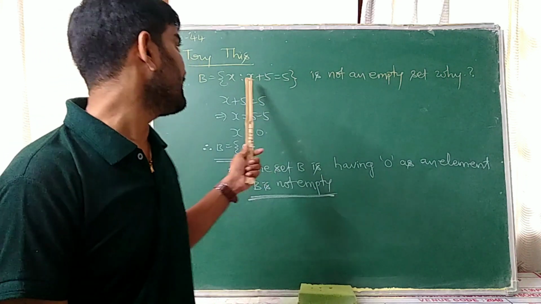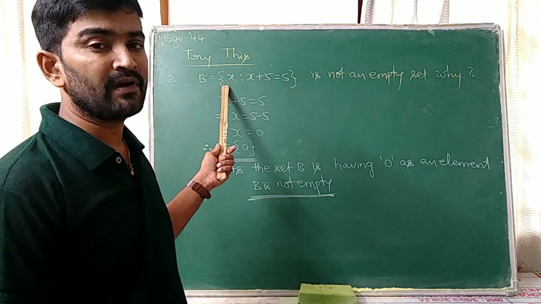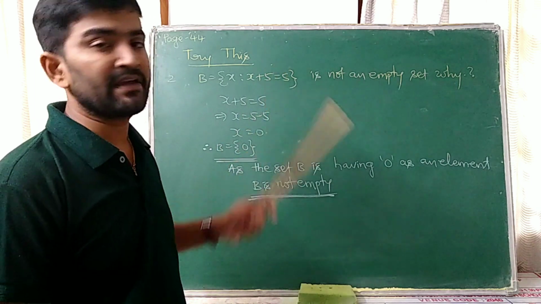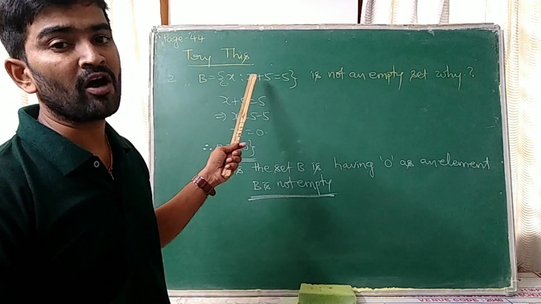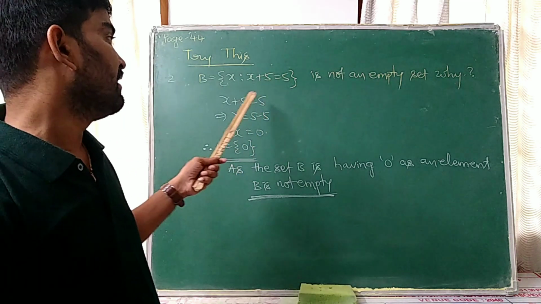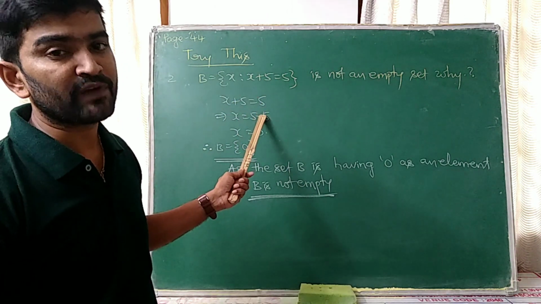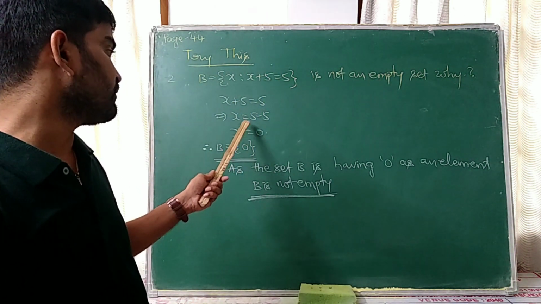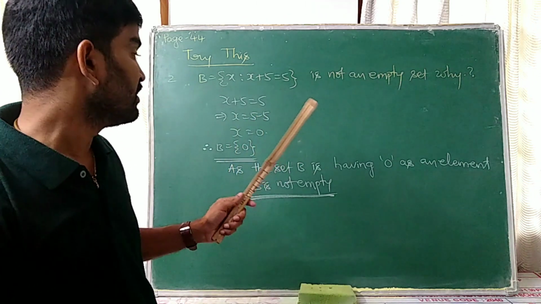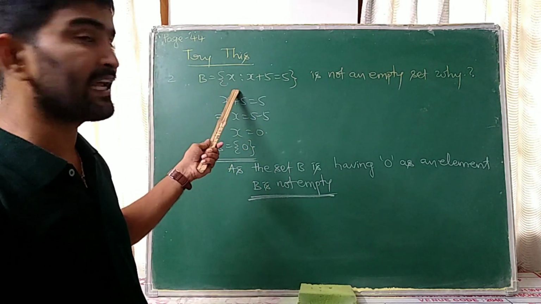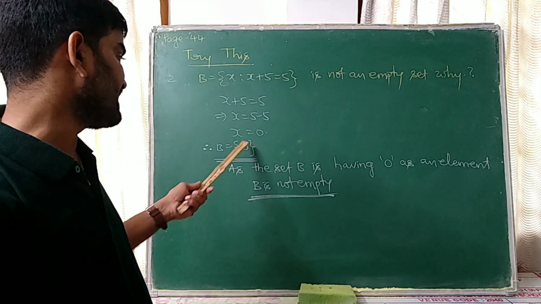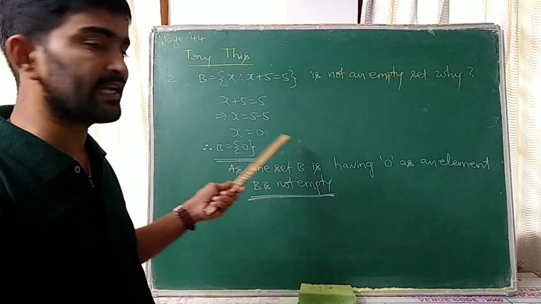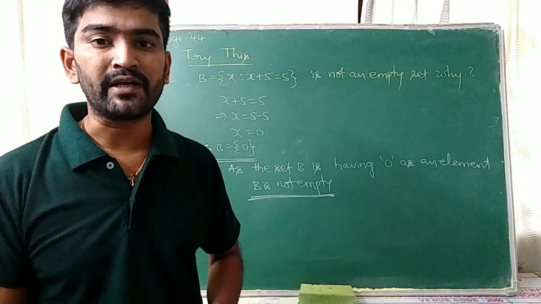See, second question. B is given as the set of elements x where x plus 5 is equal to 5. That means we have to prove this is a non-empty set. For that, x plus 5 is equal to 5, so x is equal to 5 minus 5, that is 0. As 0 is an element of the set B, B is not empty. That we have to write: as the set B has 0 as an element, B is not empty.